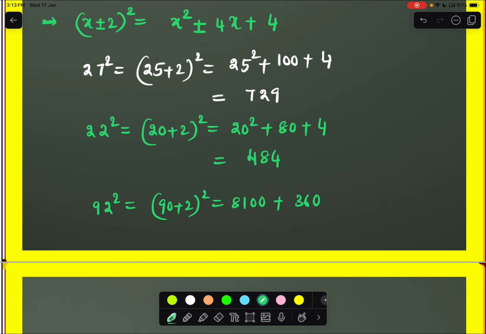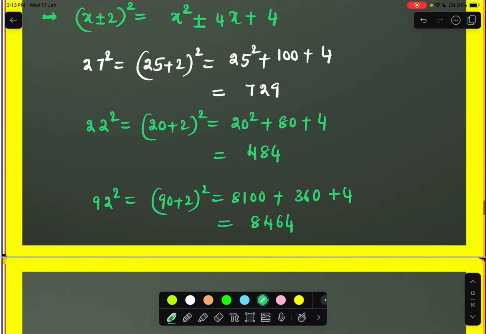92 is 180 into 2, 360. Plus a 2 square equal to 4, we will get. So if you add them, how much will we get? 8100 plus 360, 8460. So 460 plus 4, 8464 we can get.